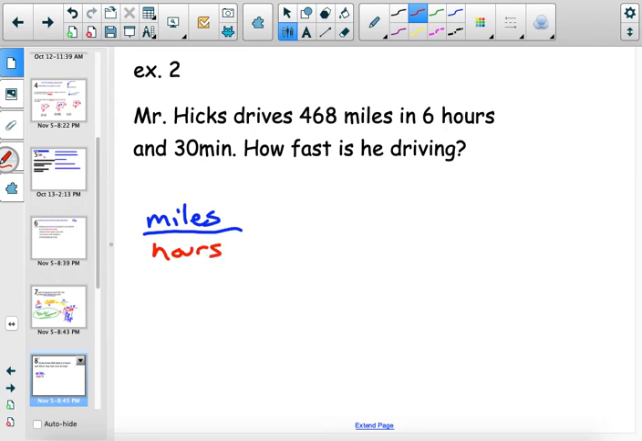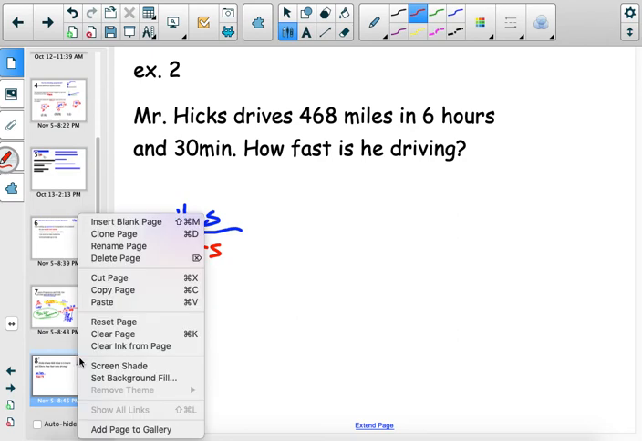Okay, now you're going to plug in what you know. Shawnee, does it matter if the miles is on the bottom of the hours or on top? Does it matter? No, but I'll show you that in a second. I'll do it a second time here in a second.